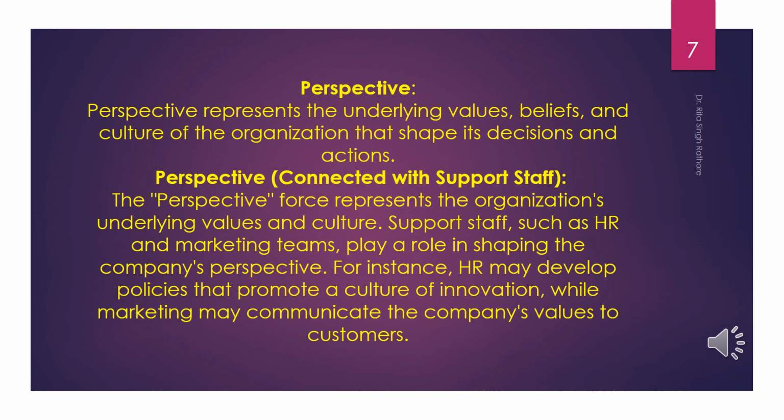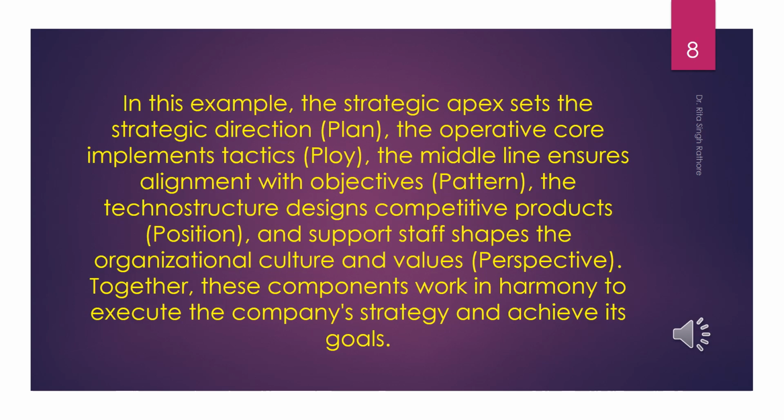So we need to understand all the features and how they are correlated with the organizational functional units separately. Overall, in this example, the strategic apex sets the strategic direction, the plan, and the operative core implements tactics, the ploy, and the middle line ensures alignment with objectives, the pattern. The technostructure designs competitive products and position, and the support staff shapes the organizational culture and values, the perspective. Together, these components work in harmony to execute the company's strategy and achieve its goals.